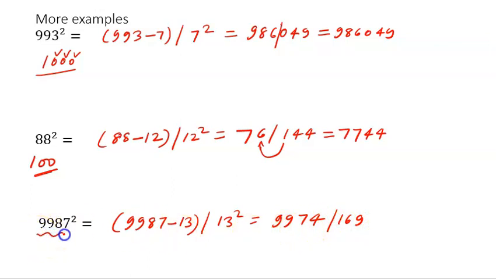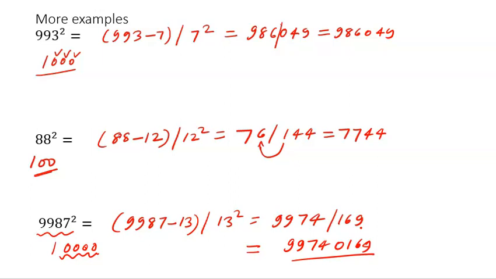But for this number, what is the base? For this number, the base is 10,000, right? I hope you got it, because it is closer to 10,000 and the deficiency from 10,000 was 13. So that is why I have taken 13 here. So there are 4 zeros in 10,000. So in the right hand side, there should be 4 digits. So how can we make 4 digits? We can add a 0 before 169. So it will become 99740169.